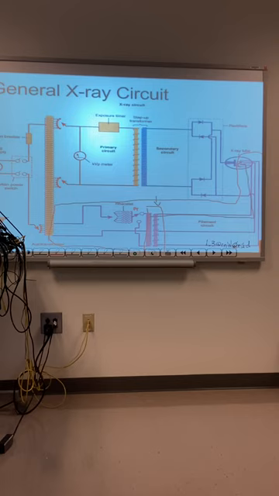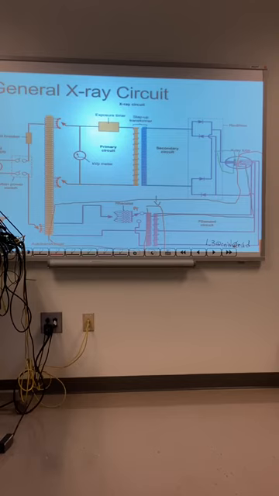What part of the tube is this? Let me change the color. That's the anode. So both sides, the anode, and then it sends it where? The cathode. And once it gets in there, it has to go through the rheostat, the timer, and the step down, and it comes out.